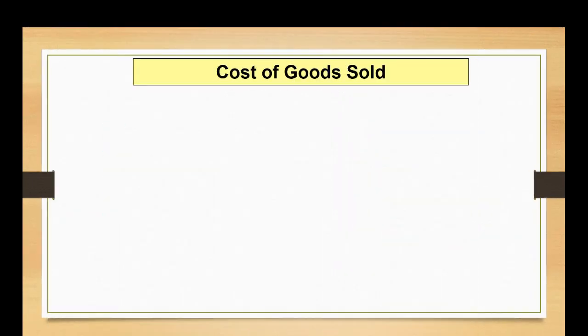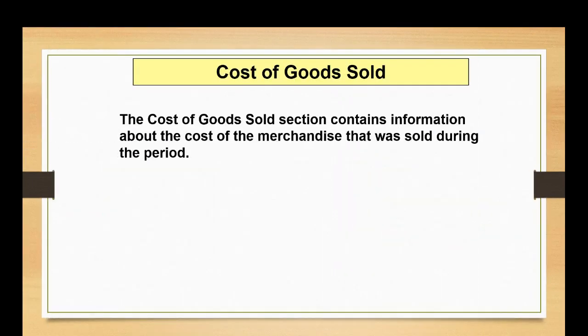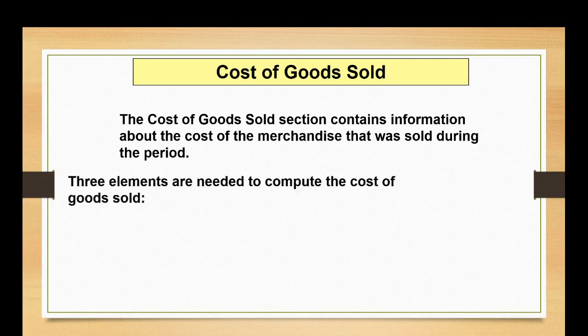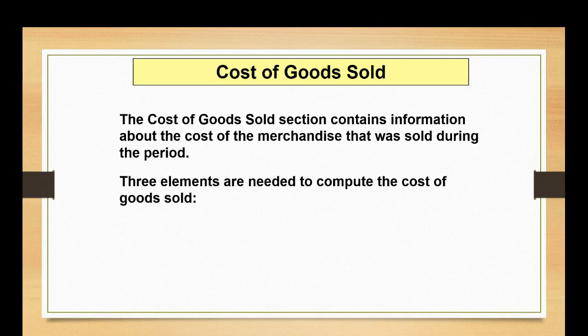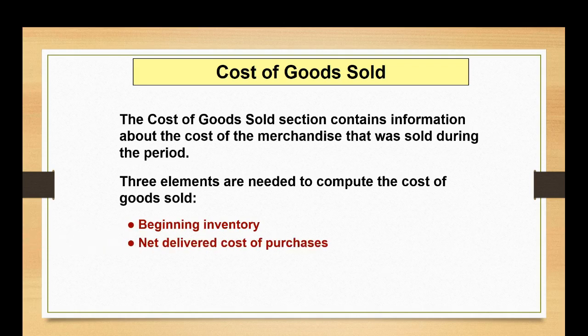The next major section is called cost of goods sold, and the cost of goods sold section contains information about the cost of the merchandise that was sold during the period, just as its name implies. An overview of the cost of goods sold would show you three basic elements that are needed. You'll take your beginning inventory, you'll add in the net delivered cost of purchases, and you'll subtract out your ending inventory, and this will give you the cost of goods sold.